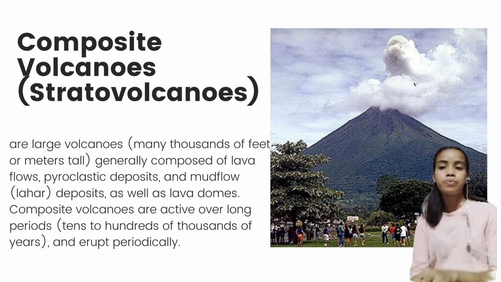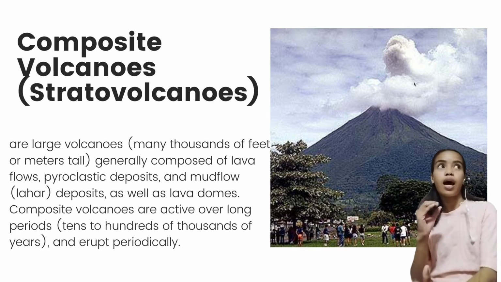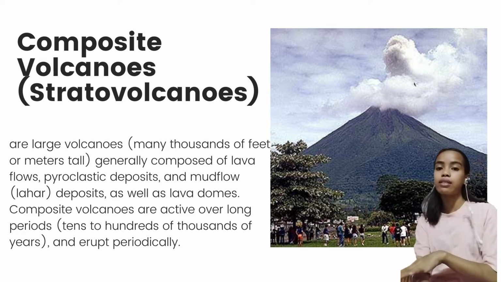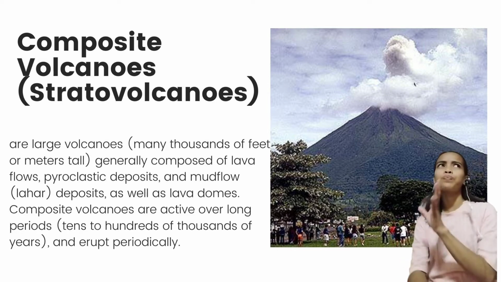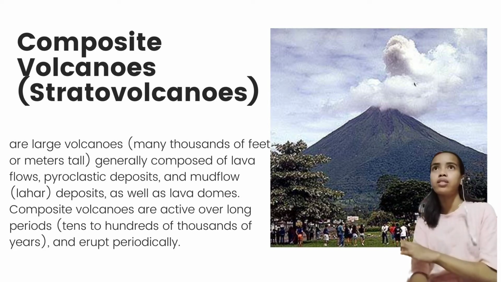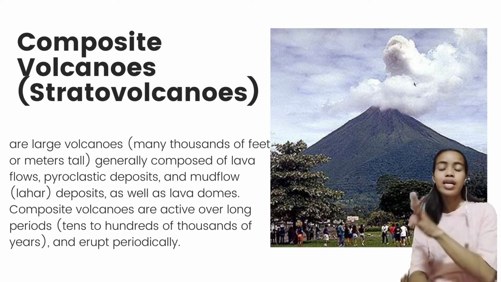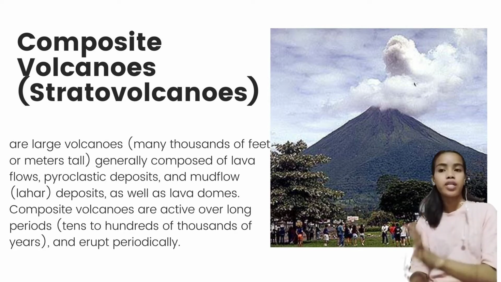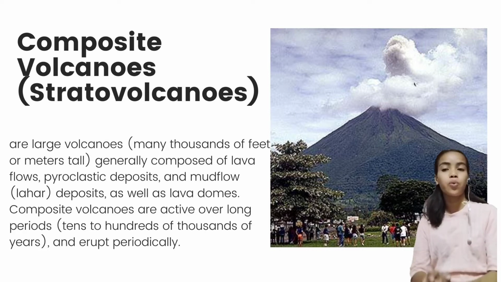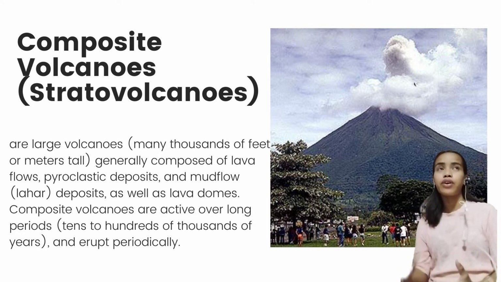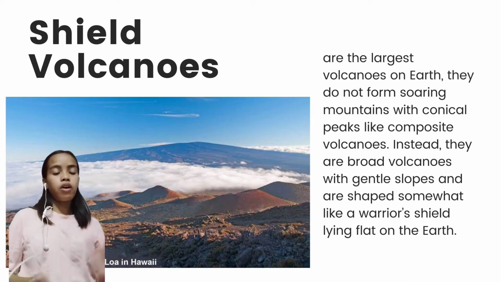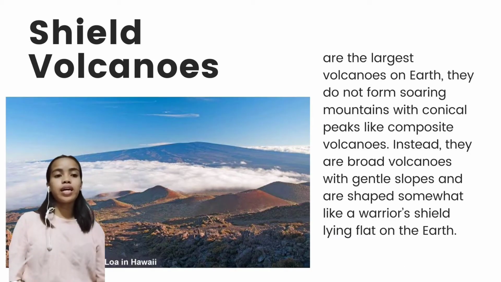An example of these composite volcanoes or stratovolcanoes here in the Philippines is Mount Mayon, located in Albay. Currently Mount Mayon is erupting. That is one example of composite volcanoes or stratovolcanoes. So in short, it is a very dangerous type of volcano.